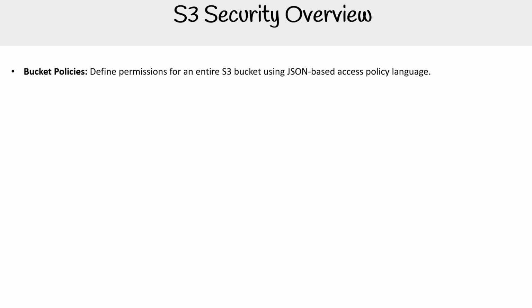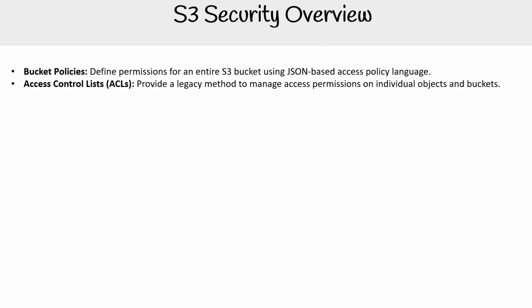So the first thing are bucket policies. These define permissions for the entire S3 bucket using a JSON-based access policy language. If it looks a lot like IAM policies, it is. It's just scoped around a particular bucket. You have ACLs. This was a legacy feature. You can still use it, but nobody recommends to use it. It was a way to give cross-account access to other AWS accounts, and it has very simple permissions.